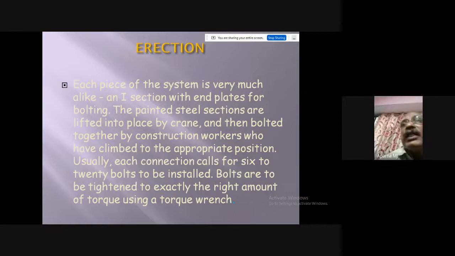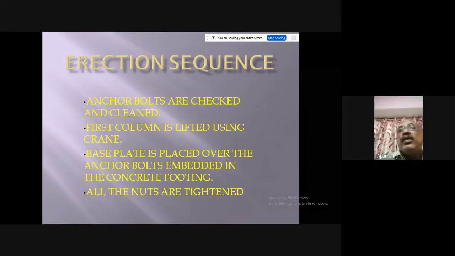Usually, each connection calls for 6 to 20 bolts to be installed. Bolts are to be tightened to exactly the right amount of torque using a torque wrench. They should not be loose and the tightening should not be more. So a device called torque wrench is used for tightening the bolt.